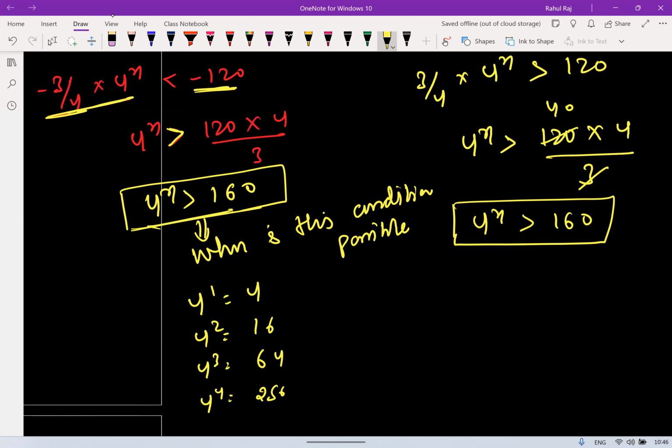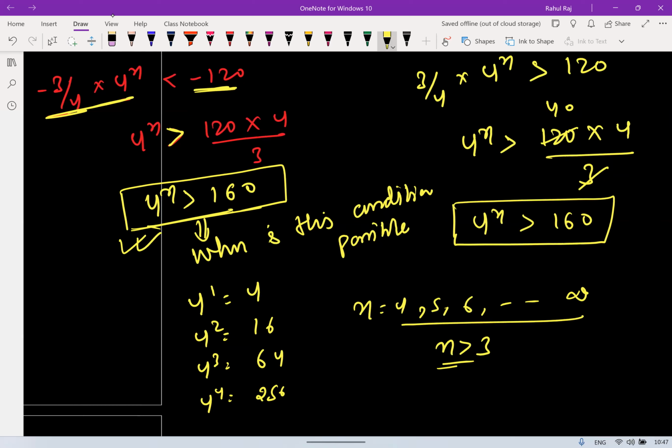If you take 3, you're still getting 64, which is not greater than 160. So x should be greater than 3, right? So you're saying it should be greater than 3, but less than 4? Not less than 4. Greater than 3, any number, 4 to the power x will be greater than 160. If x is 4 or 5 or 6 to infinity, any value of x from 4 to infinity will satisfy this. So I've just written x greater than 3.